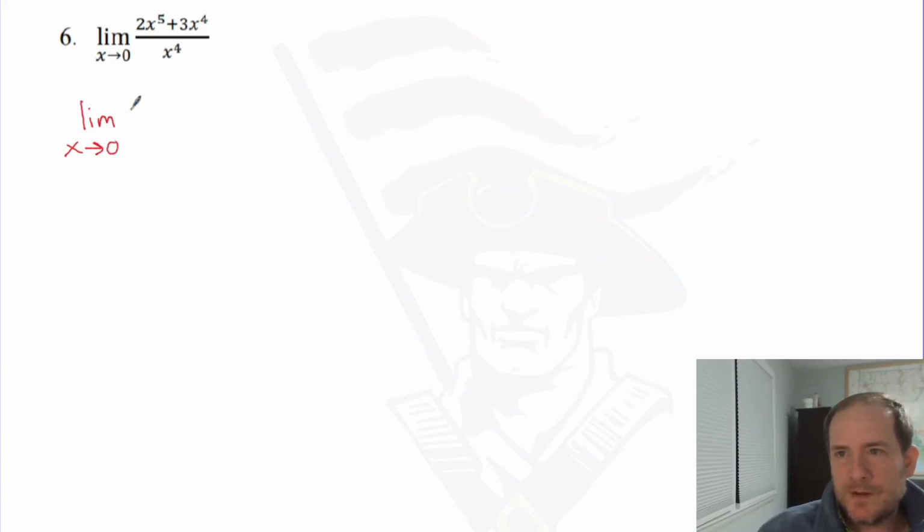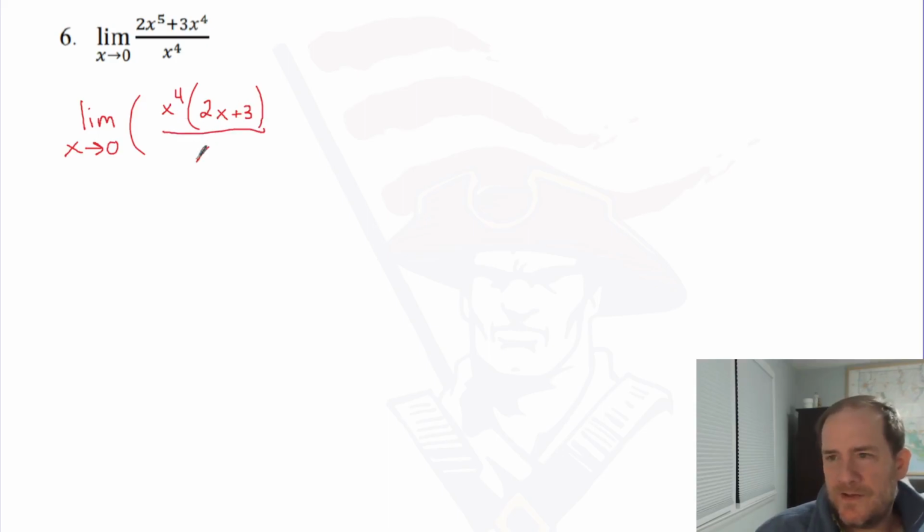But we also should notice that this first term here has 5 x's in it. The second term has 4 x's in it. Sounds like we've got a common factor of x to the 4th, which we can pop out to be left with a 2x plus 3. And then very conveniently, in the denominator, we also have a factor of x to the 4th. And those guys cancel each other out, x to the 4th, x to the 4th.